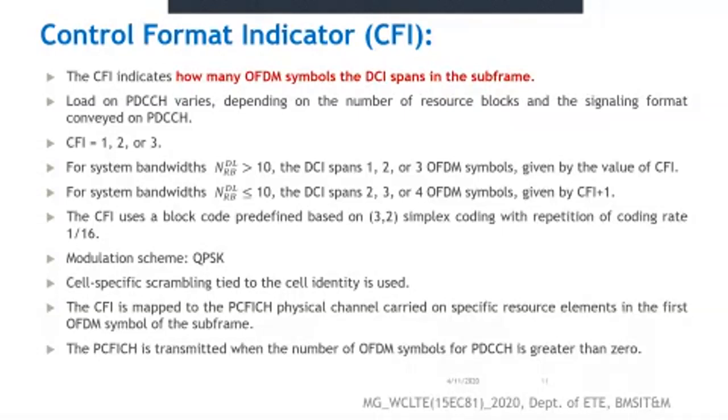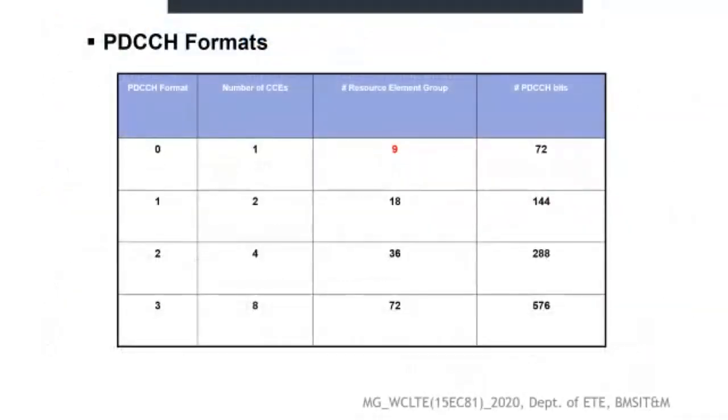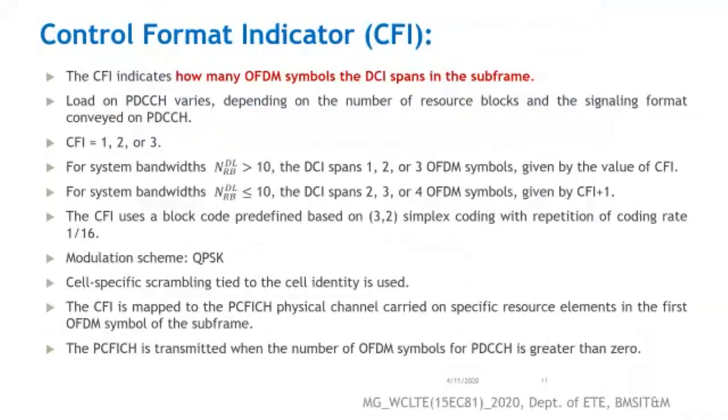Okay. So that is all about PDCCH. So next one is the control format indicator. As I said, the control format indicator will indicate how many OFDM symbols the downlink control information spans in the subframe. So why is that indication required? Because the load on the PDCCH varies. That depends on the number of resource blocks and the signaling format conveyed on the PDCCH.